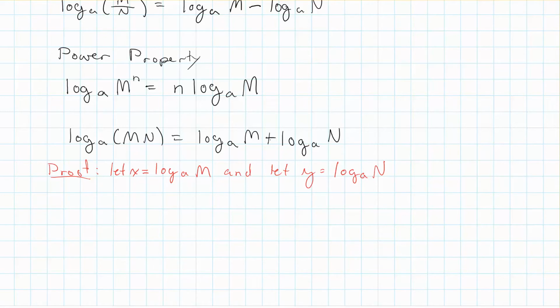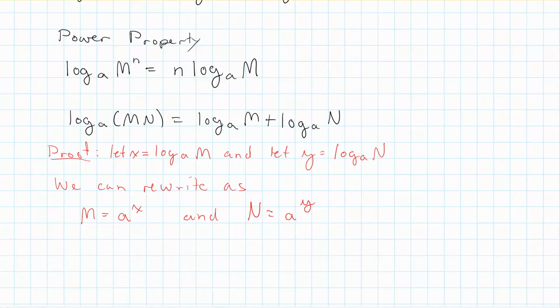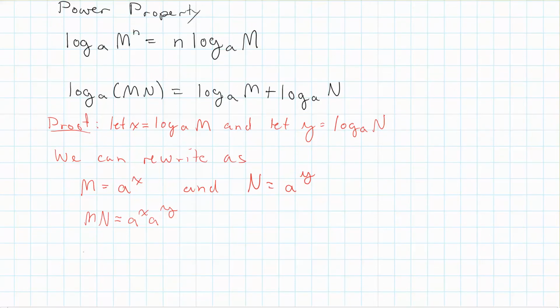But before we get on to that here, we're going to go ahead and convert these to exponential forms. Because remember, the definition of logarithms, we can rewrite these as m is equal to a to the x and n is equal to a to the y. But then what are we wanting to do? Well, we want to see what m times n is. Well, m times n is equal to a to the x times a to the y. But of course we know what we do when we're multiplying and we have the same base. We add those exponents. So a to the x plus y.